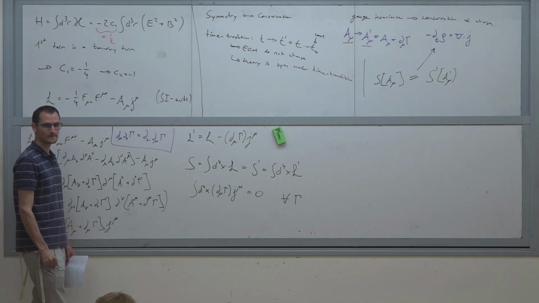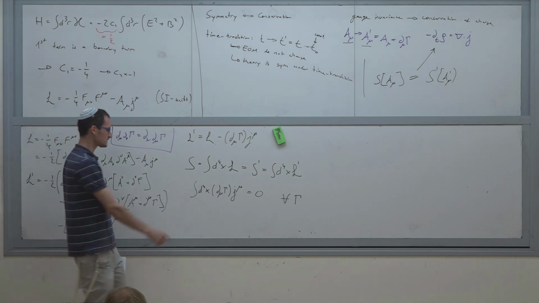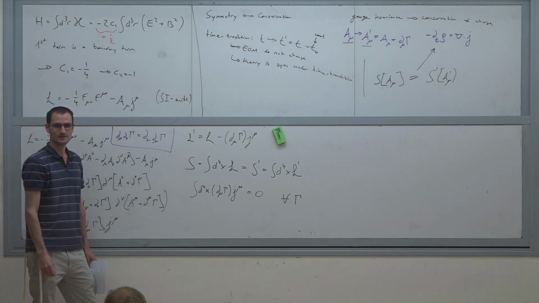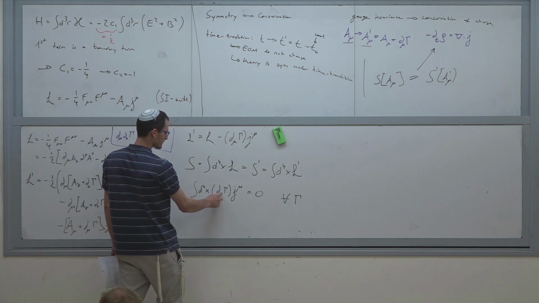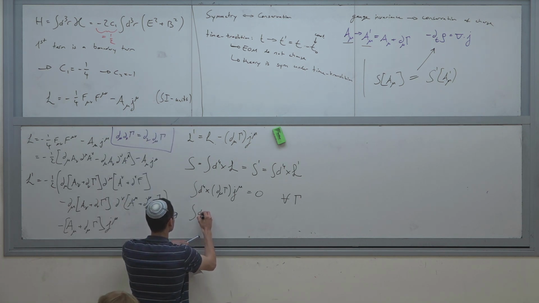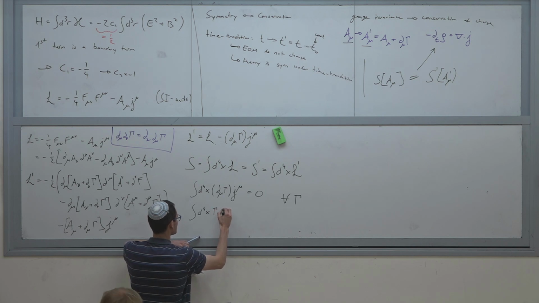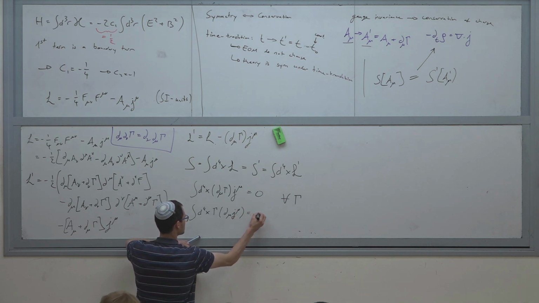So how do I do that? How do I take a derivative of an arbitrary function? Hint, it's inside an integral. Integrate by parts, right? So I can move the derivative from gamma to j mu. So this is like saying integral d4x times gamma d mu j mu is equal to 0.